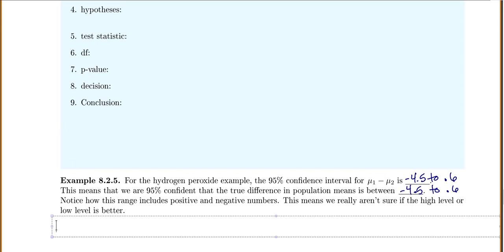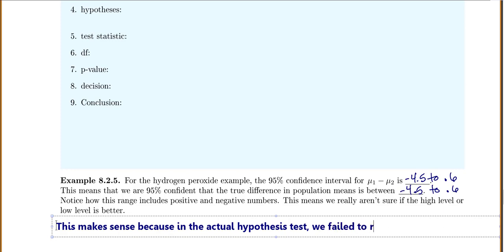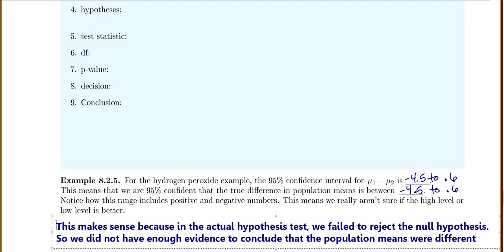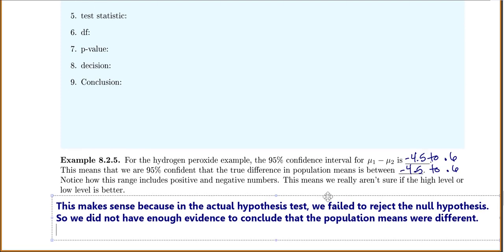Okay, and so this makes sense because in the actual hypothesis test, we failed to reject the null hypothesis. So we did not have enough evidence to conclude that the population means were different. And again, here in my confidence interval, I'm thinking one's bigger, I'm thinking the other one's bigger. We just don't know, so we don't really have enough evidence to say that our population means are different.